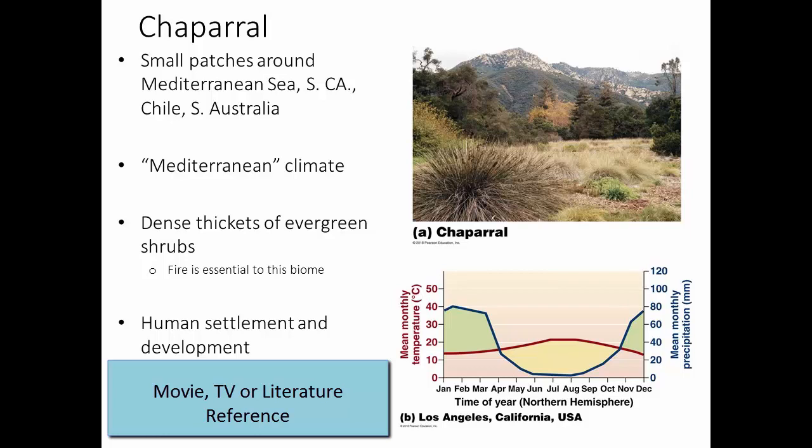This biome is highly seasonal, with mild, wet winters and warm, dry summers. This climate is induced by oceanic influences and is often classified as Mediterranean. Chaparrals experience frequent fires, and the plant community is adapted to be fire resistant or even to depend on fire for seed germination. Humans affect this biome through settlement and land development.